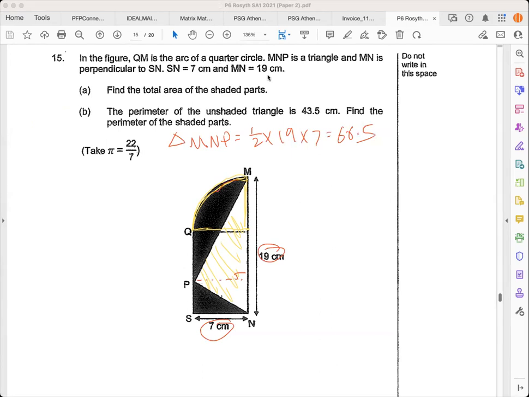So let's find the quadrant. Area of quadrant is equal to 1/4 times pi. Pi to use is 22/7. Don't use the wrong pi, given 22/7, got to use it. Times radius times radius. So radius is this, which is 7. Times 7 times 7. Use a calculator. You will get 38.5.